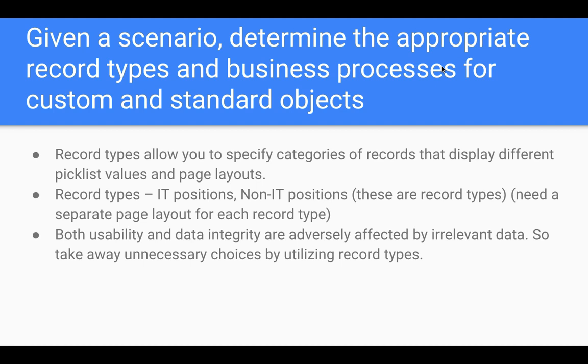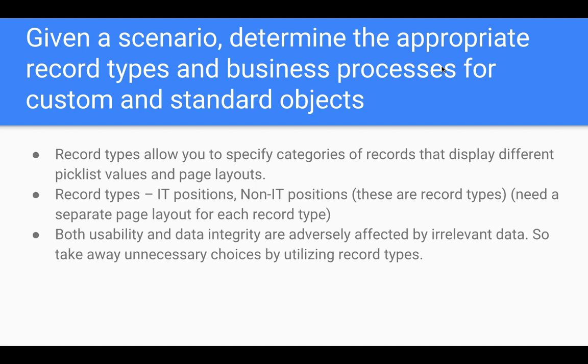So in the example on the page, you have IT positions and non-IT positions. These are separate page layouts. So each record type has its own page layout. When we talk about ownership, for example, we're not talking about when someone says, I own this event or I own a certain call or email. In Salesforce, you could say something like contact owner is. What that means is the owner of the record.